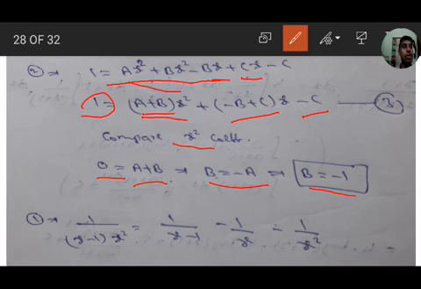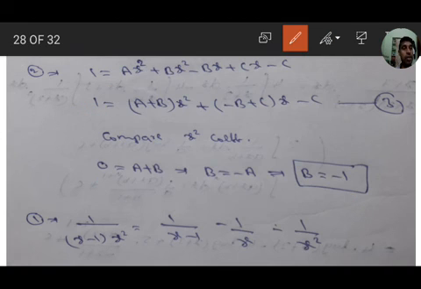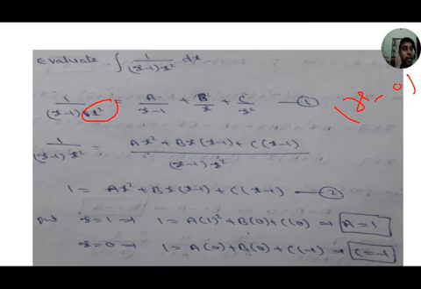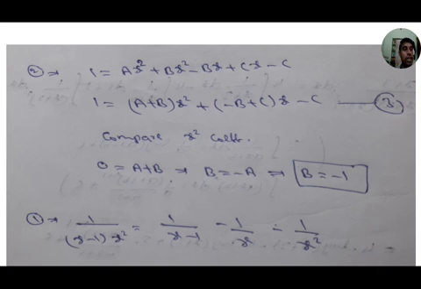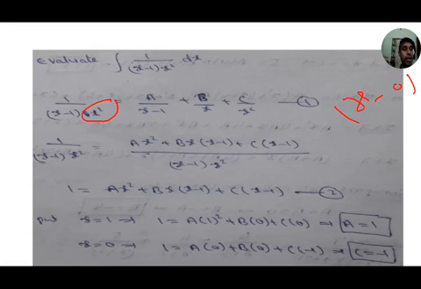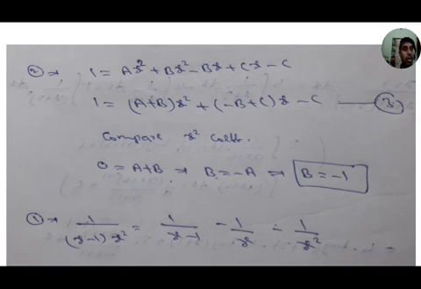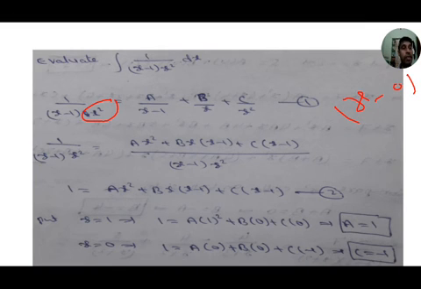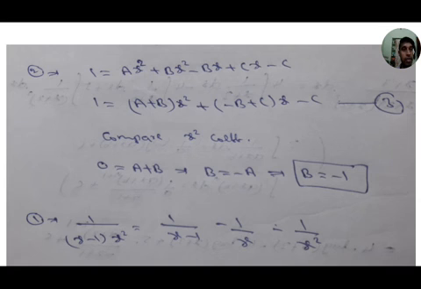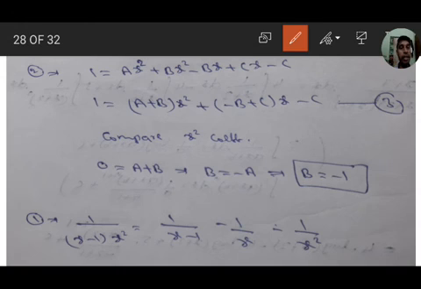So substitute a value, b value, c value in the equation 1. a equal to 1, b equal to minus 1, c equal to minus 1 in the equation 1. Therefore, we get 1 by x minus 1 into x square equal to 1 by x minus 1 minus 1 by x minus 1 by x square.